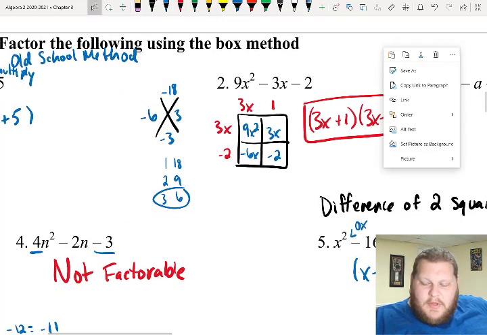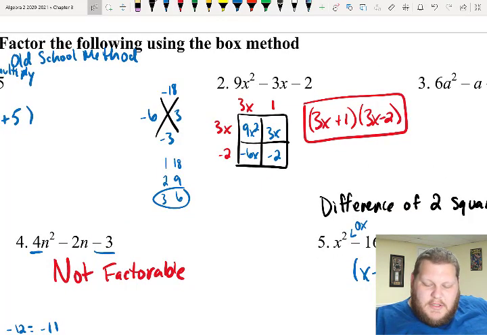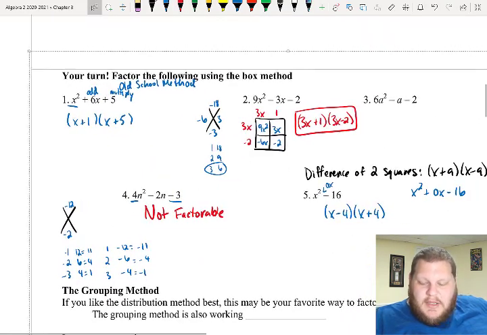I'm not going to do number 3 with you. You don't have to do number 3 if you don't want to. If you want some extra practice, go ahead and give it a shot. But we're going to move on.